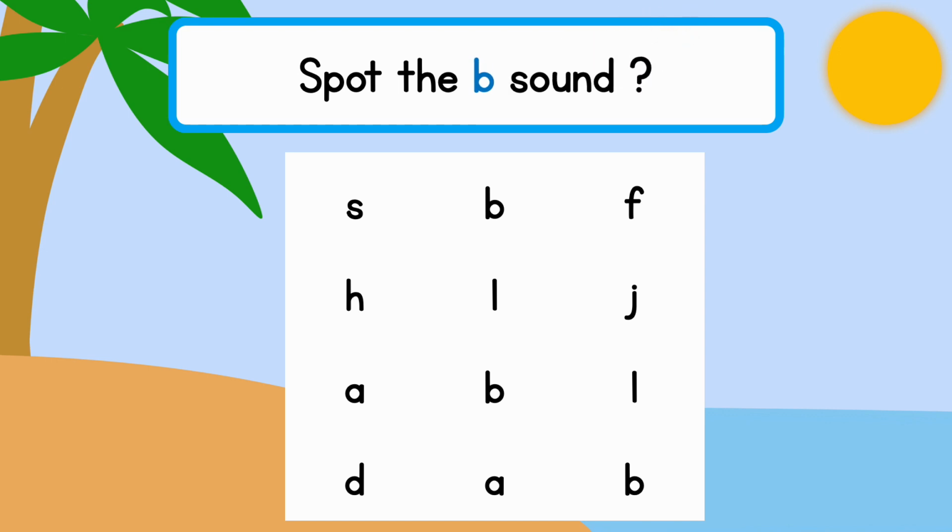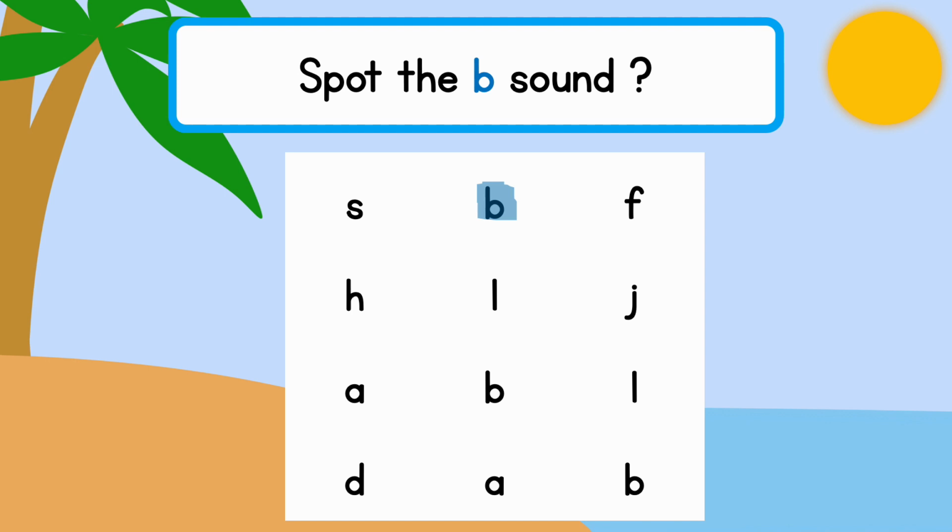Now here we have a quiz. So we're going to look at all these letters, which are lowercase letters, and we're going to find the letter B, the B sound, in here. Okay, and when we find the B letter, we're going to color it blue. Let's have a look. Can you see the B sound? Well done. Let's color it blue. There we go. Well done.